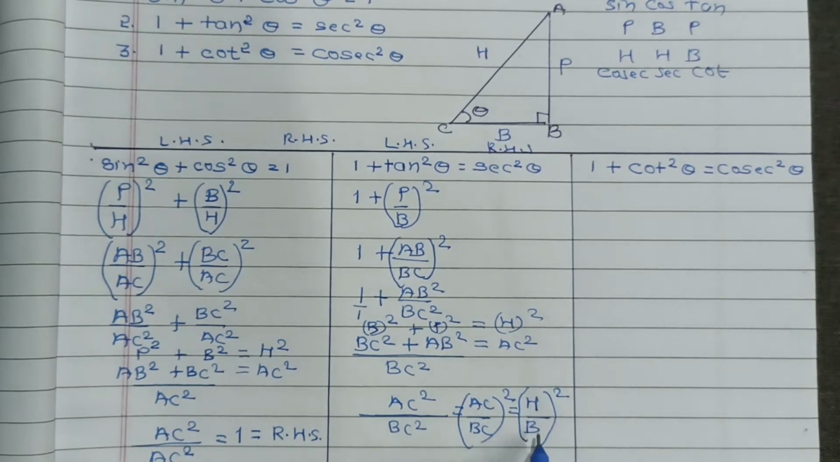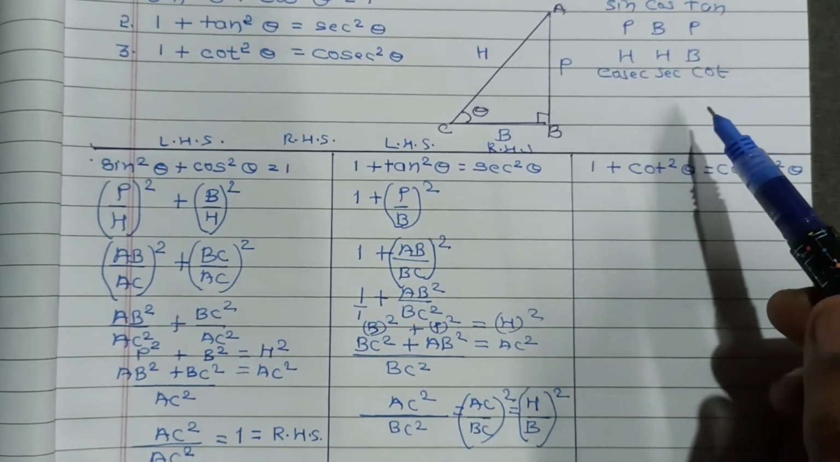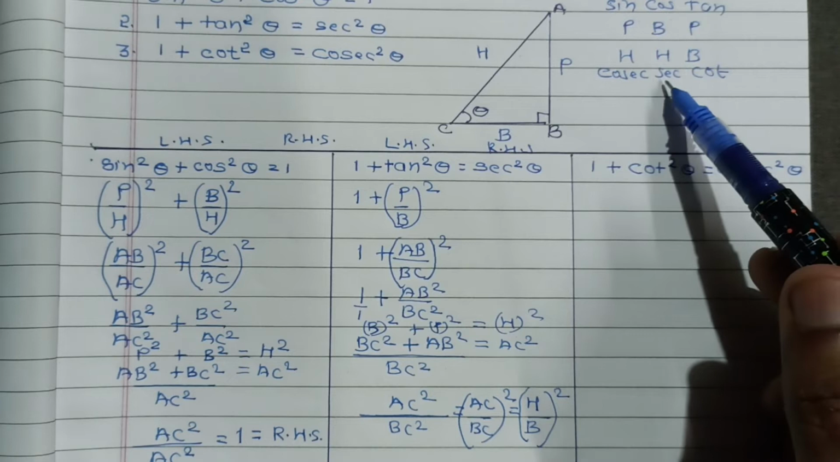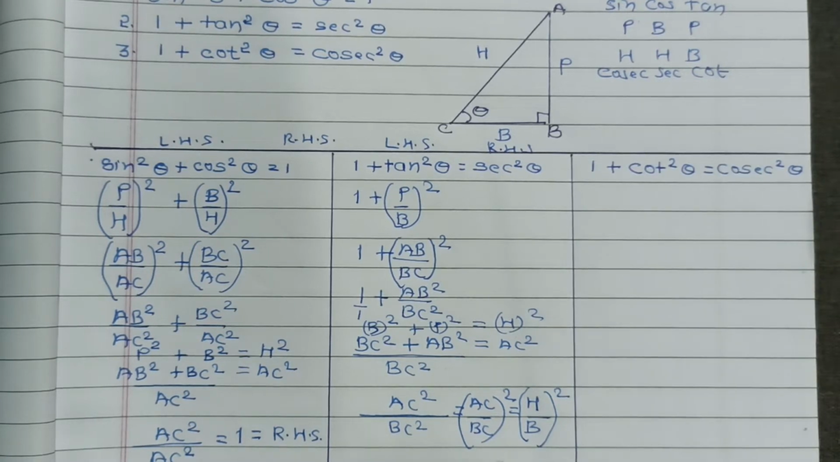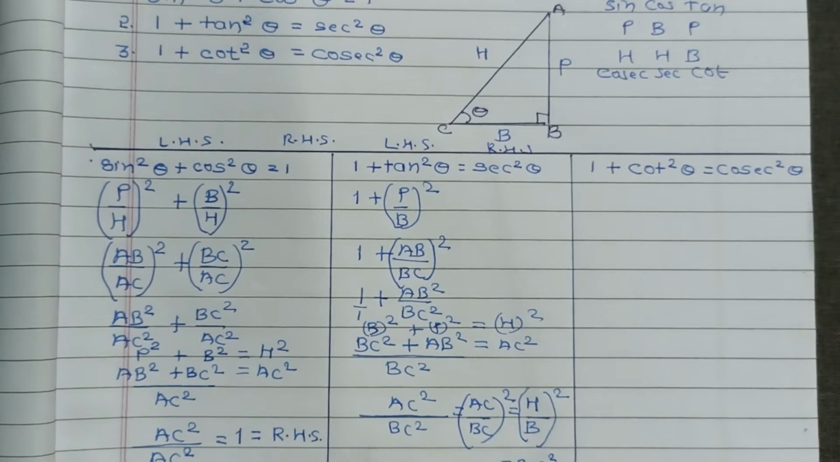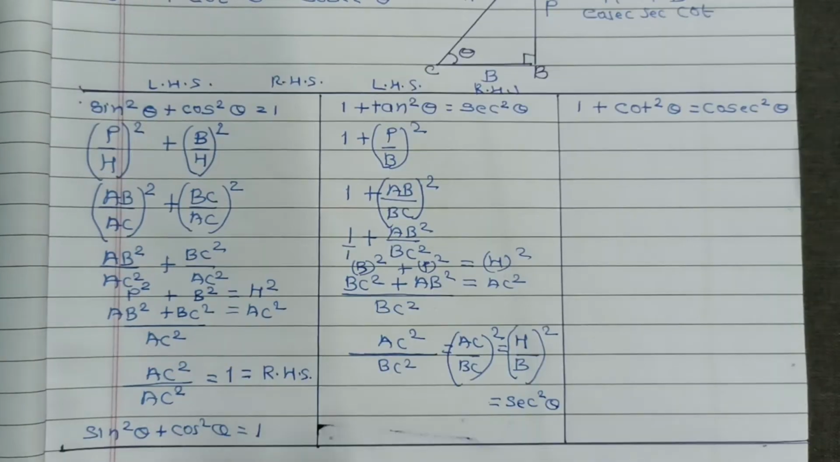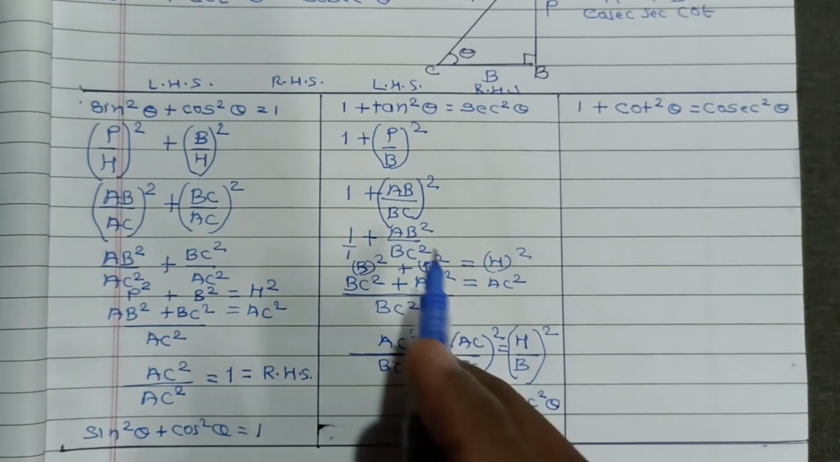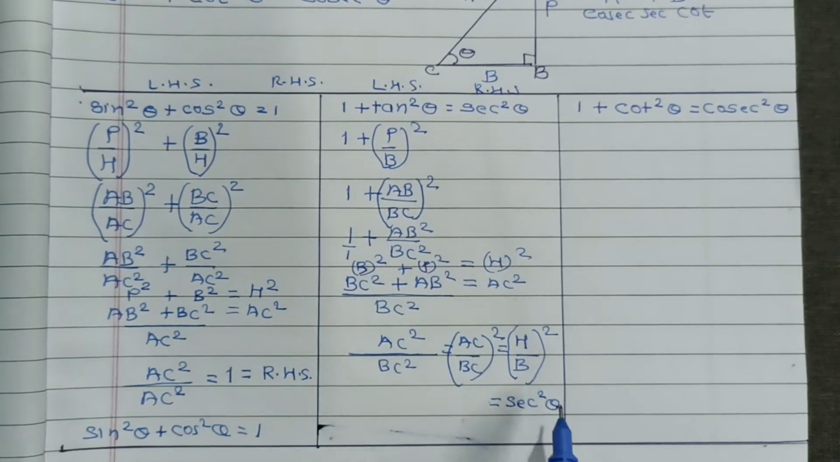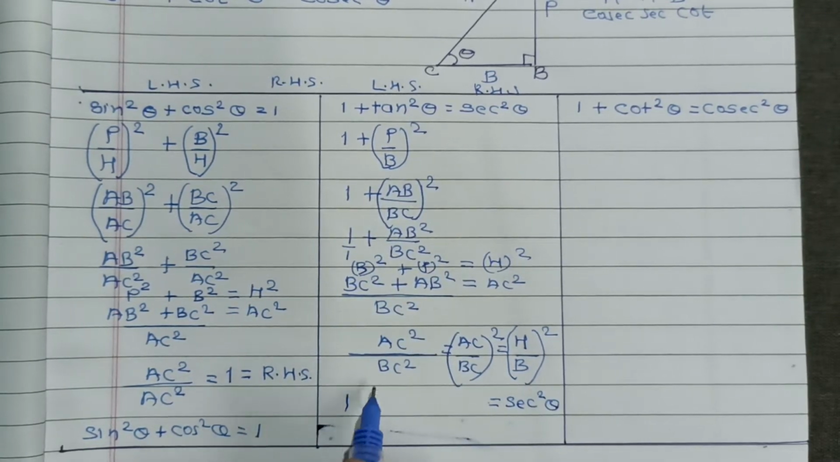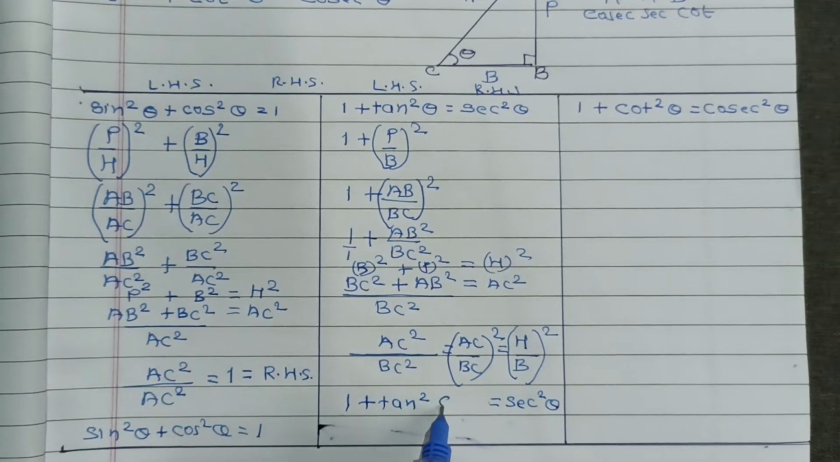So this H upon B of which ratio? H upon B, sec. You have to write here sec square theta. So hence proved. So this is the required solution of this identity, sec square theta. So 1 plus tan square theta is equal to sec square theta. So this is the second identity you have to derive like this.